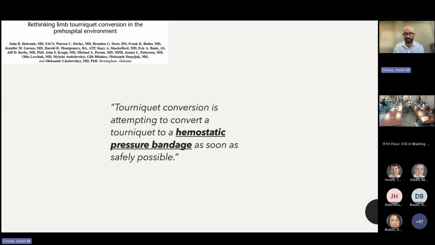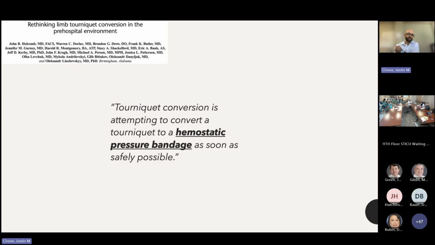They quote, and this is true, the tourniquet conversion, meaning taking the tourniquet off and doing something else, is attempting to convert a tourniquet to a hemostatic pressure bandage as soon as possible. Remember, with enough pressure, all bleeding will stop. The question is whether or not you can stand there and hold the pressure manually and or get a dressing on tight enough that stops it on its own.